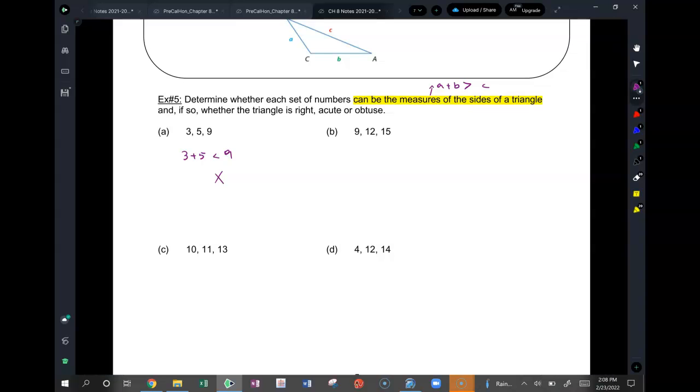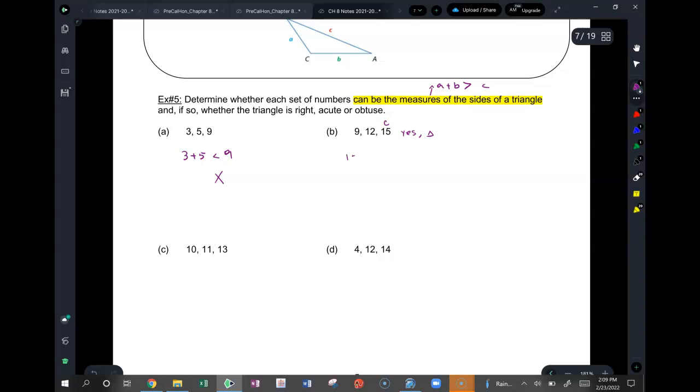Okay? Because if it's not even a triangle, then who cares if it's acute or obtuse? It can't be any of them, right? What about the next one? Is this a triangle? Yes, this is a triangle. So now, which one is c? The 15. Must write that one first.